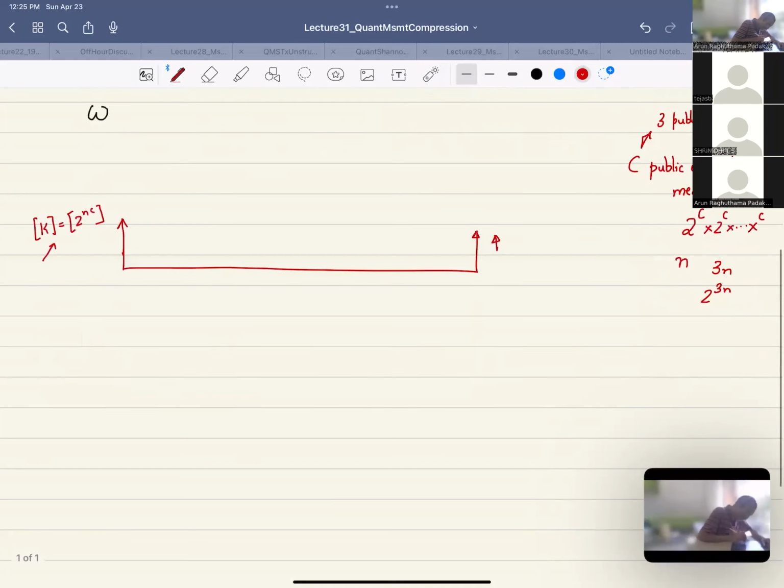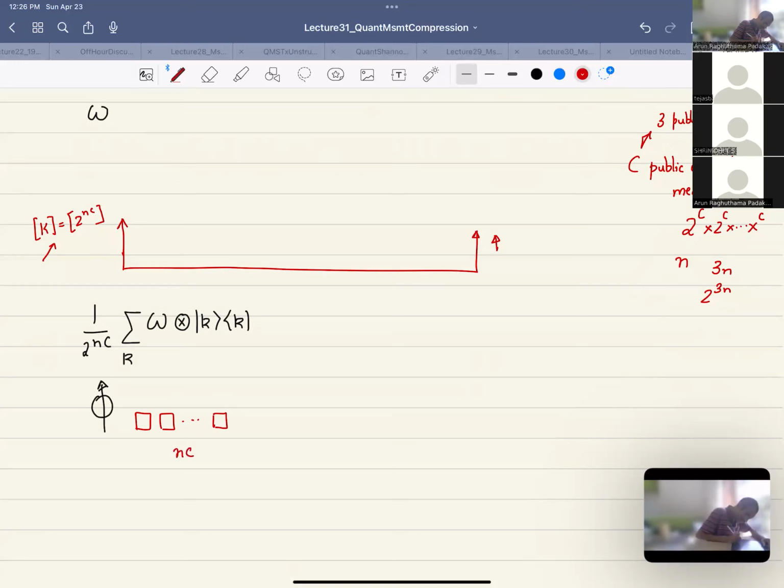So how do we model this? What is the state? The state is: you have omega, and then you have public coins. Public coins are represented like this. So this is the joint state and the public coins. You're getting NC public coins, and then there is a state that is given to you. So what is this entire joint quantum state?